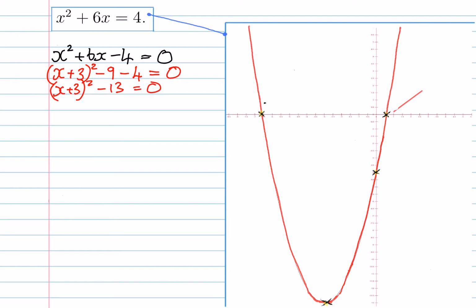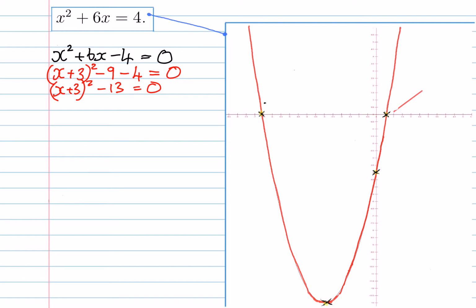We have our perfect square and then we have a single number here. This single number will tell us the minimum value for our quadratic equation, for our quadratic graph. This minus 13 will tell us the minimum value. We'll write down here y equals minus 13.